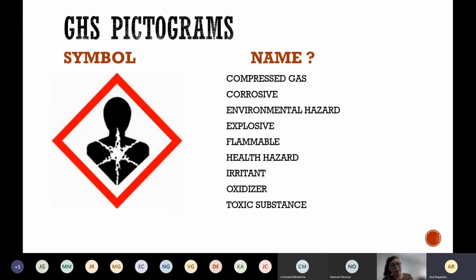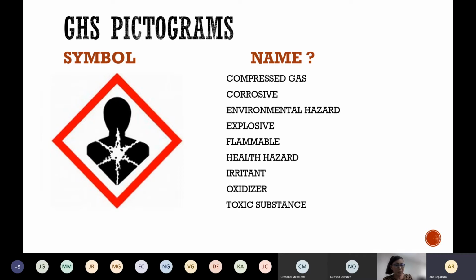There's the list of the names. Is this a compressed gas? Is this corrosive? Is it a health hazard? Correct, very good. This represents a health hazard.